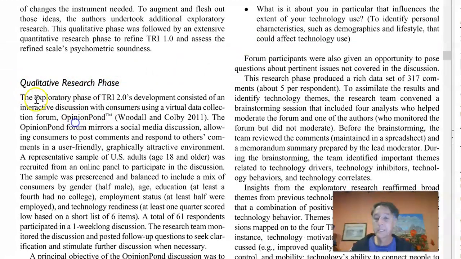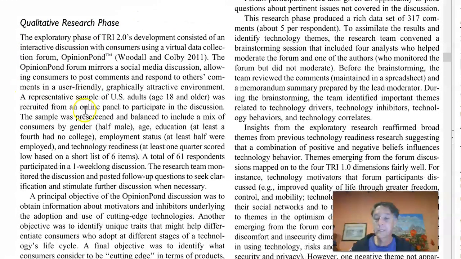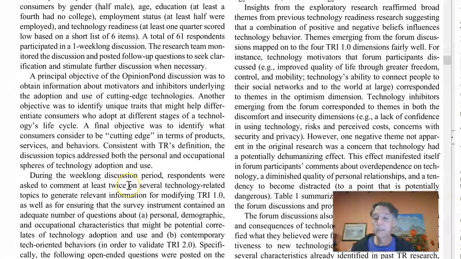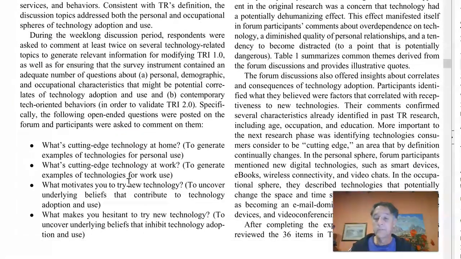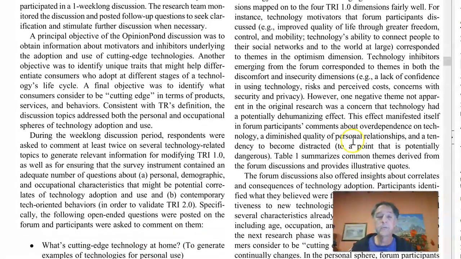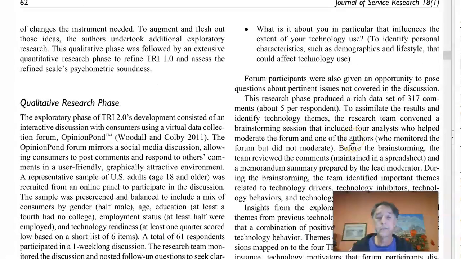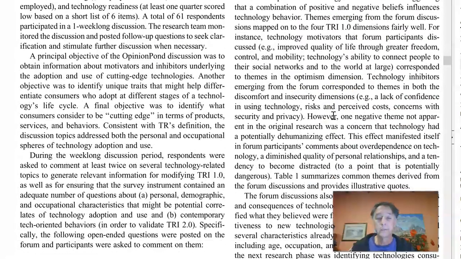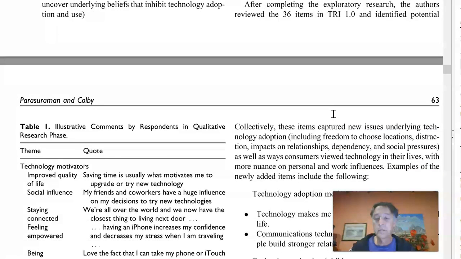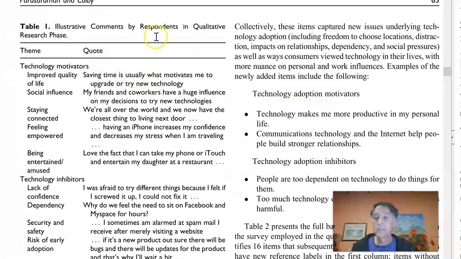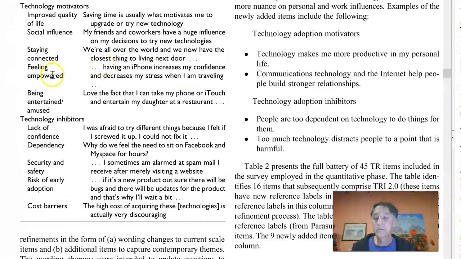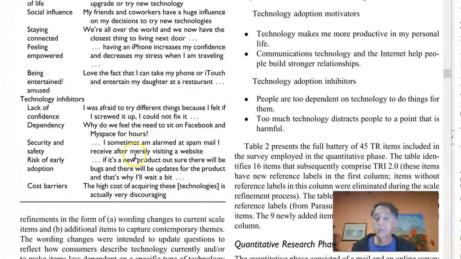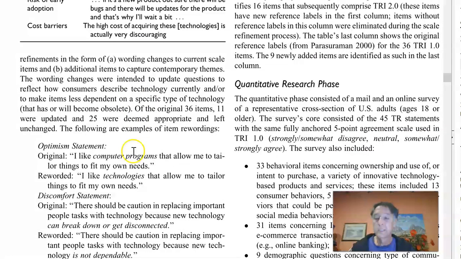Usually when you develop scales, that's what you do. You have a qualitative research phase. You get input from other people into your tool, in your measurement scale, and they help you formulate the scale. You get ideas from them. Right, so going down, not going to look at that too much. You know, these are comments by respondents in the qualitative research phase, what they think and so on, and some possible items and how they formulated these.